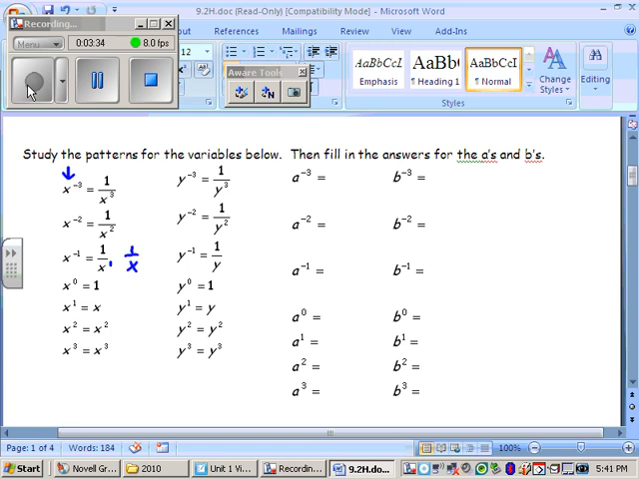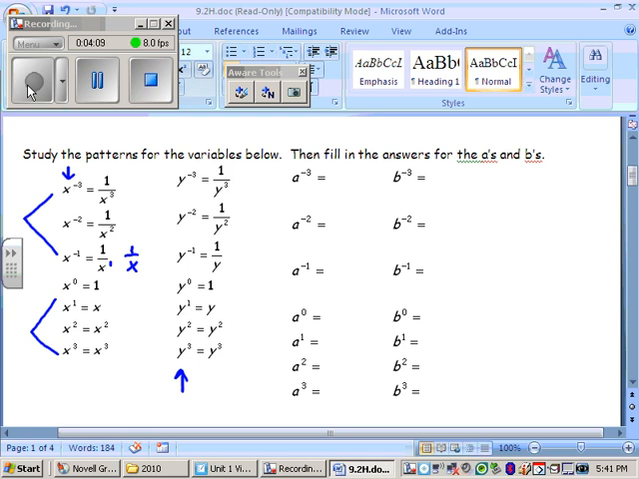X to the 0, as we've learned in a previous lesson, is simply 1, because anything to the 0 power equals 1. X to the first power is x. X to the second power is still x to the second power, and x cubed is still x cubed. So when the exponents are positive, nothing changes. But when the exponents are negative, we must make those exponents positive by taking the reciprocals of the expression. And you will notice as you study the y's, you will see the same pattern.